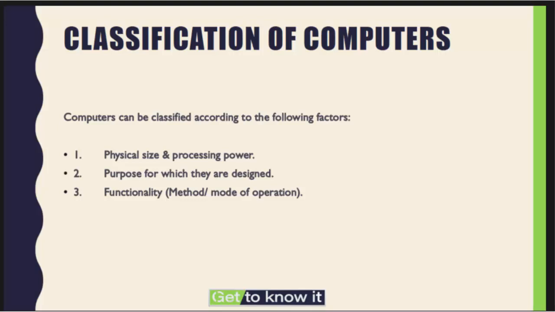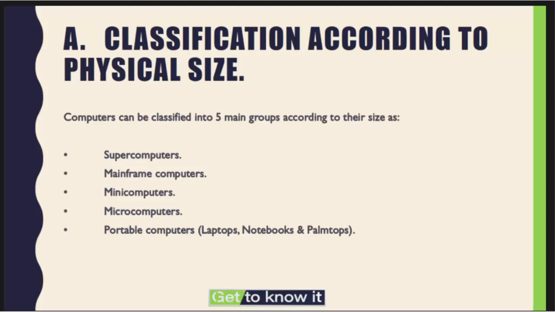Classifications of computers. Computers can be classified according to the following factors: their physical size and processing power, the purpose for which they are designed, and functionality, that is, mode of operation. So we are going to look at different types of computers in these different classifications, starting with physical size and processing power.